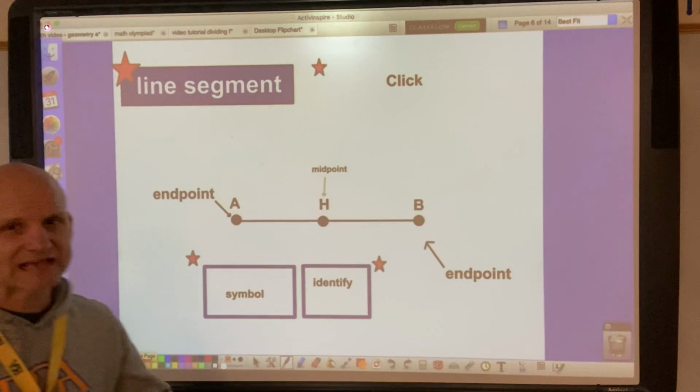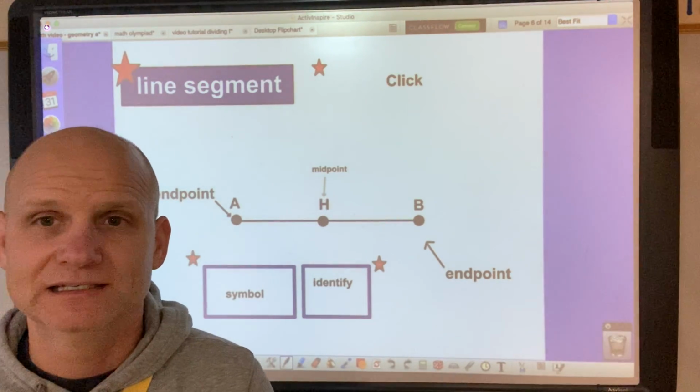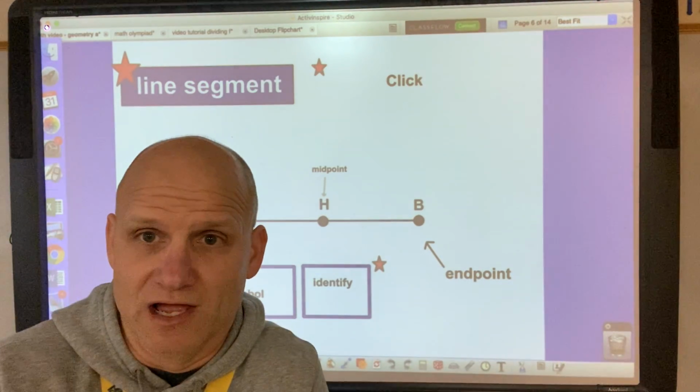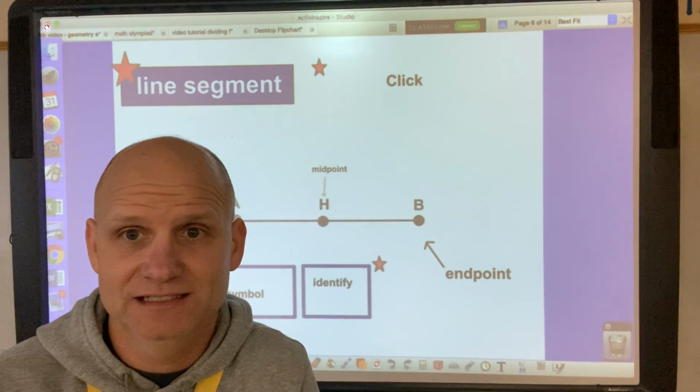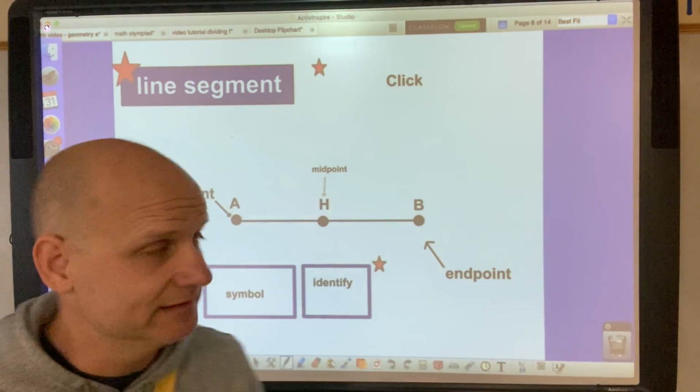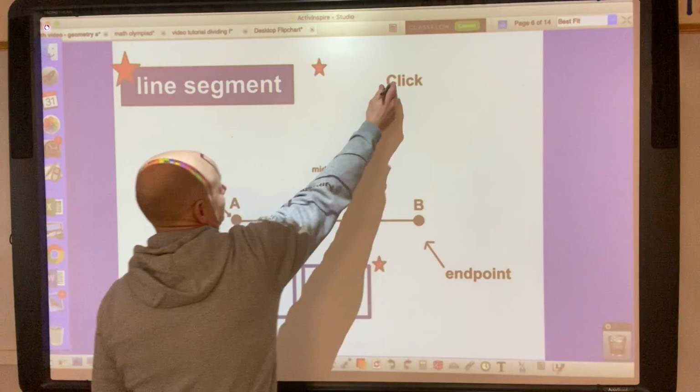And then what's a line segment? Well, a line segment, well, it's part of a line. So it means it has a beginning and it has an end. That's right.